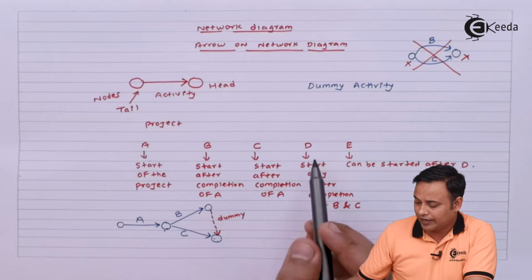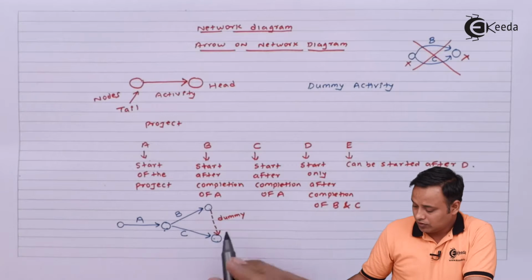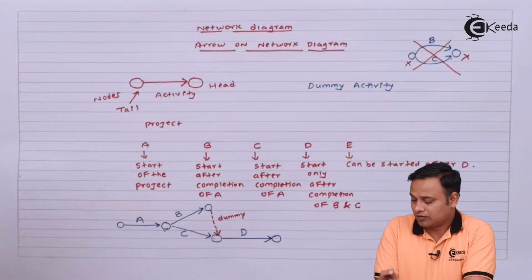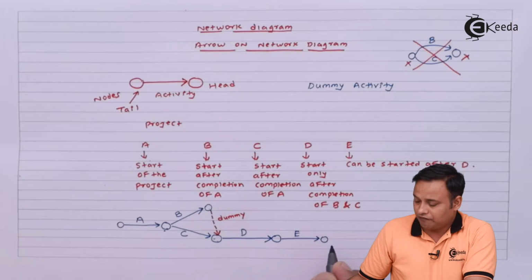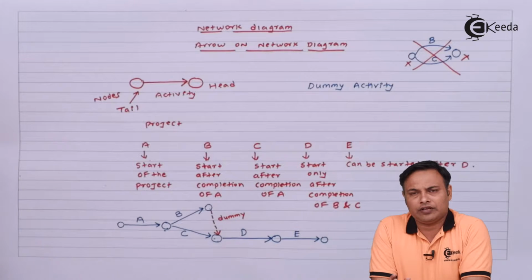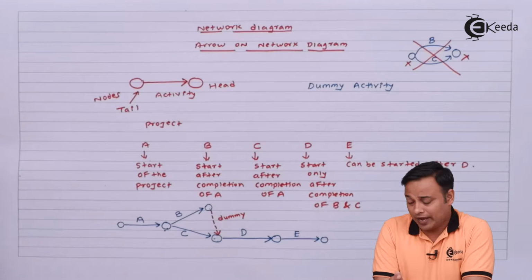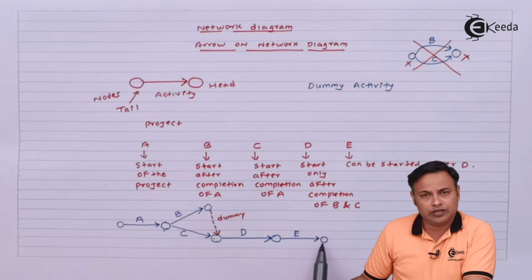अब हमें शुरू करना है D, which can start only after completion of B and C. So यहाँ से आपका शुरू होगा D, and after completion of D we have E as the final activity. Let me be very clear, every network diagram will have only one start and one end. My project started at activity A and it got completed at activity E.